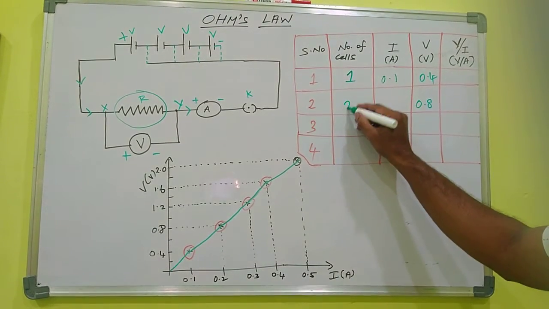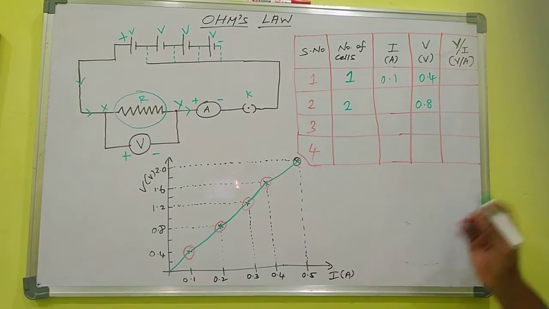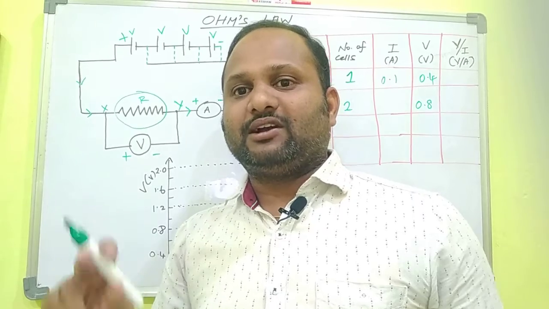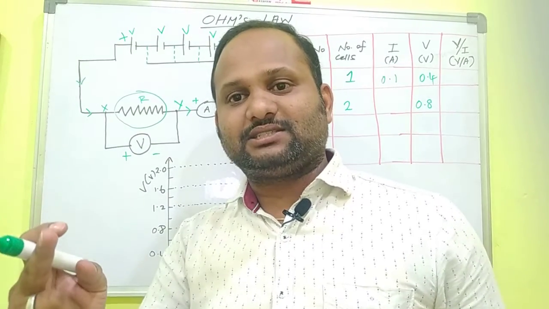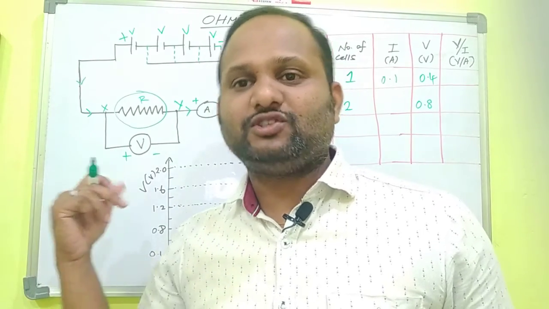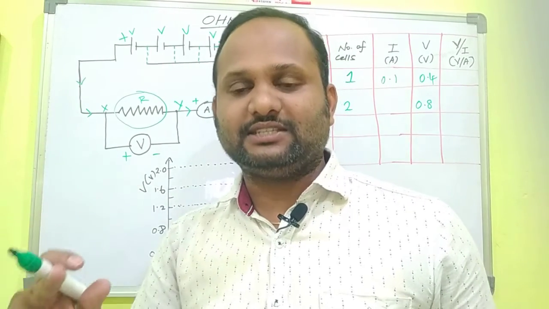Now the number of cells is 2. We can connect one more cell. So the potential difference across X and Y, the points across the nichrome wire, is increased. How much? In the last case it was 0.4 volt. Here now it is 0.8 volt. Now the potential difference is increased.